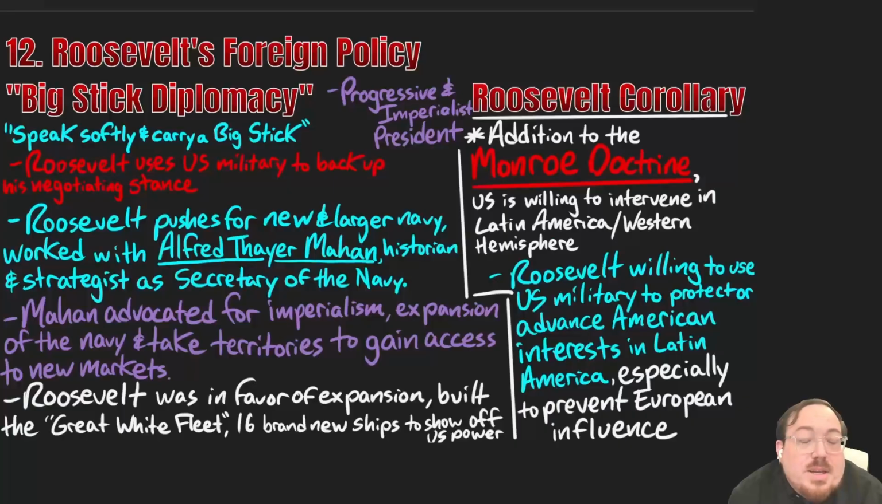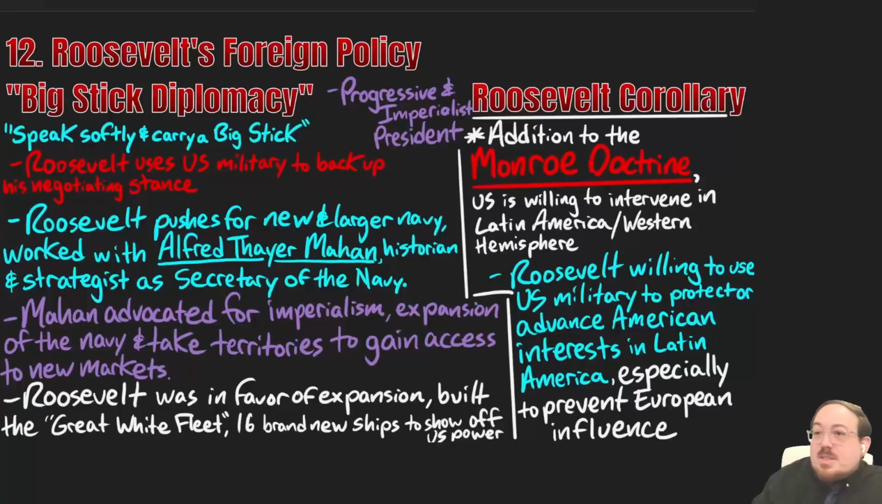And so this is in line with another imperialist at the time named Alfred Thayer Mahan, who was the Secretary of the Navy. He wanted for us to expand, take more territories, gain access to new markets, and build a big navy. He will actually write a book all about the power of the navy based on Great Britain's navy and how they had used that to build up their world empire.